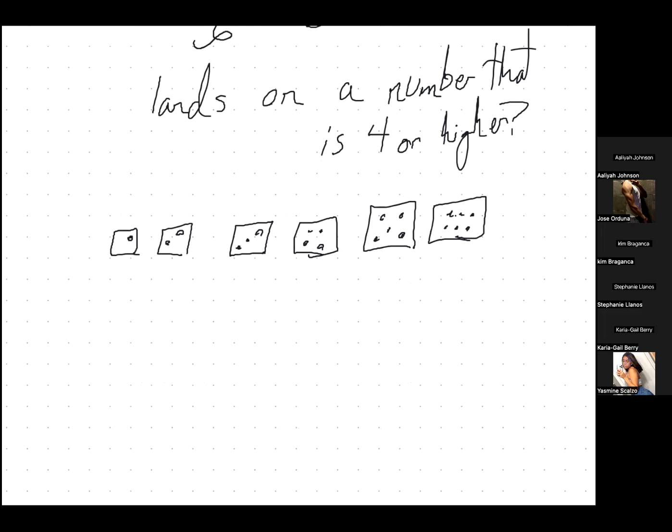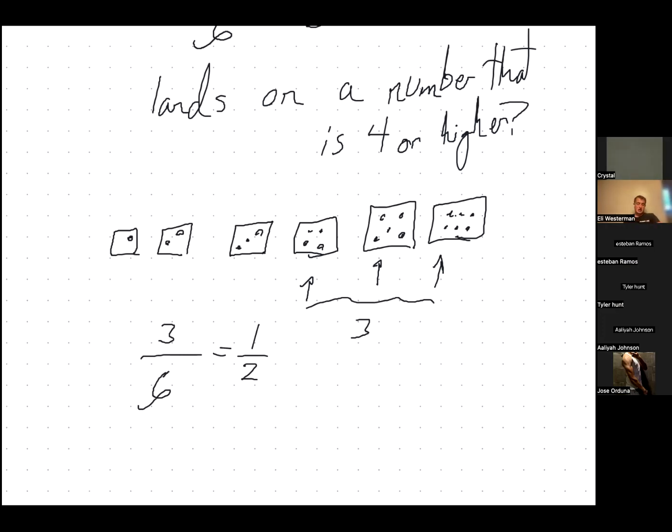Now, how many numbers are 4 or higher? There's 1, 2, 3 that are 4 or higher. So there are 6 total possible sides, and 3 of them are 4 or higher. So that simplifies to 1/2. Does that make sense? All right.